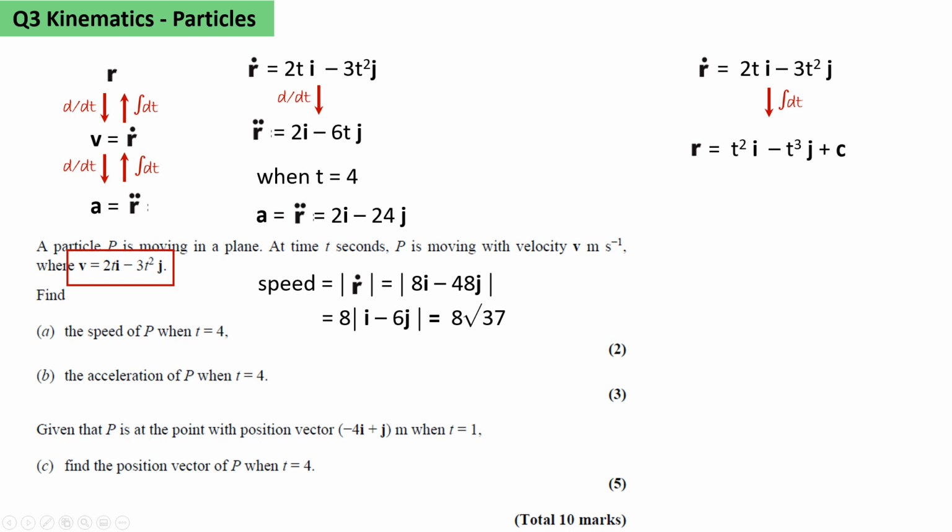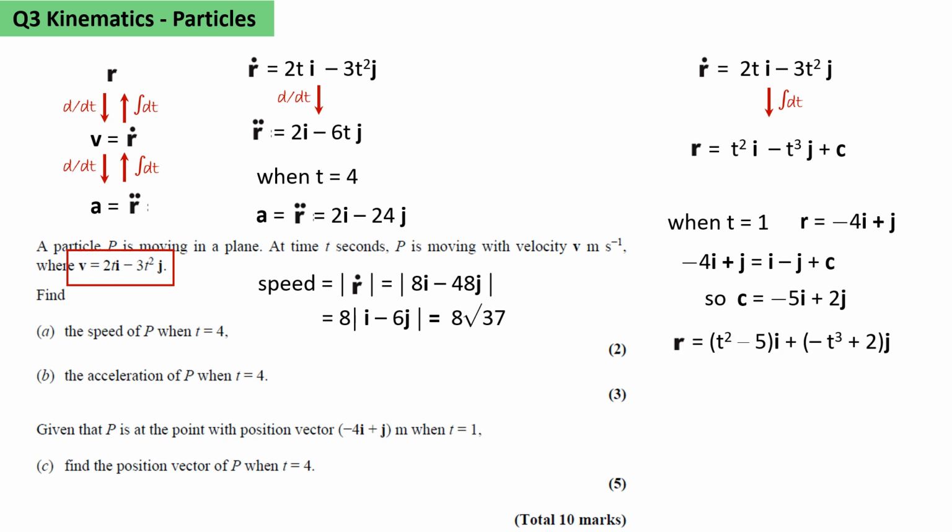We substitute t equals 1 in here, and we're going to get a result minus 4i plus j. So minus 4i plus j will equal i minus j plus c. So we can calculate the constant of integration as being minus 5i plus 2j.